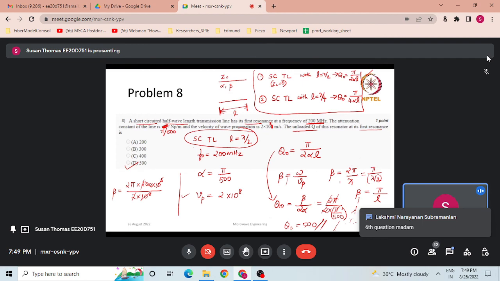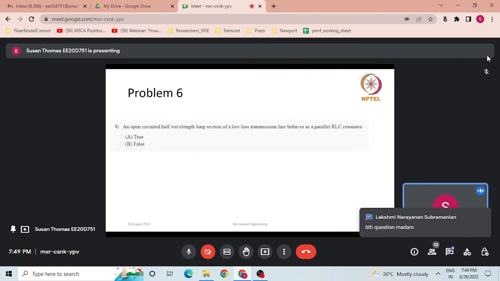Okay, sixth question. I missed a question. So the question is about a true or false statement. Let us look at that. Open circuited half wavelength long section of a low loss transmission line behaves as a parallel RLC resonator. Let us have a look at the question. This question is from transmission line resonator, and the question is about an open circuited half wavelength long line.